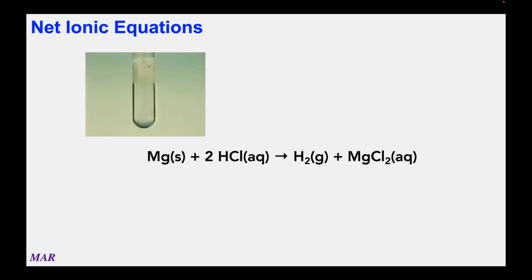Aqueous magnesium chloride is formed along with gaseous hydrogen. In this reaction, which is very spectacular, by the way, magnesium metal reacts with hydrochloric acid like a lot of metals do. It makes hydrogen gas and magnesium chloride, and it's pretty spectacular. The hydrogen bubbles away and stuff like that.